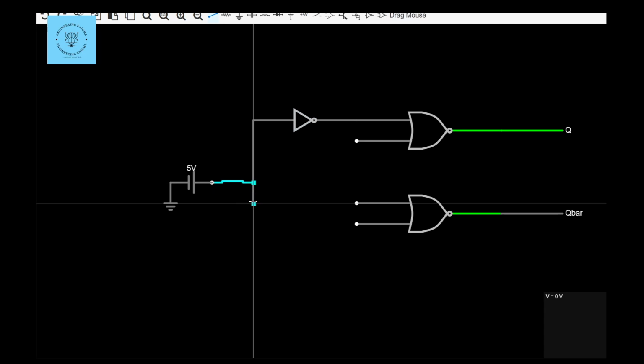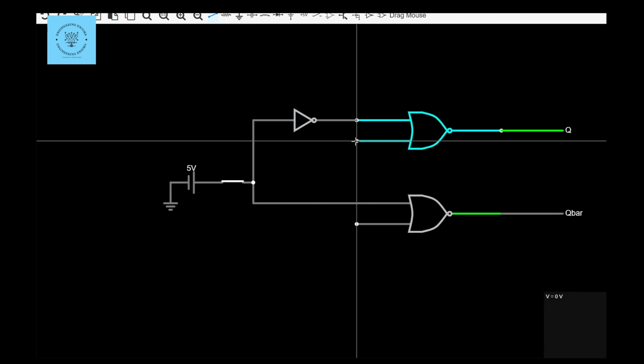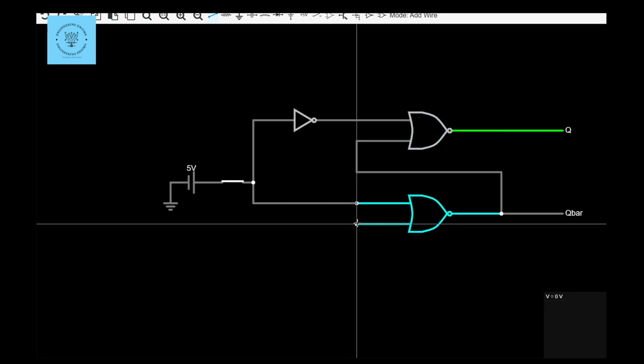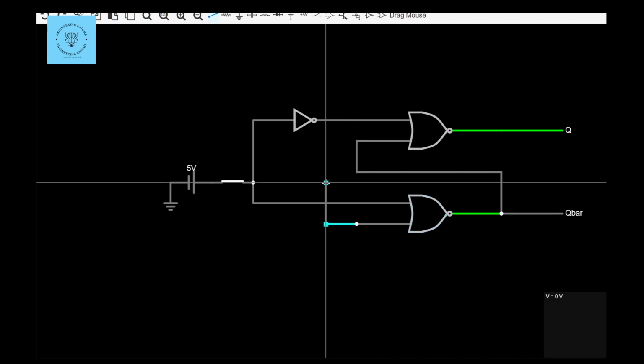Now let's understand how the circuit works. When input D is low, the inverted input becomes high. This makes the output Q low. The circuit stores this value and holds the state. When input D is high, the inverted input becomes low. This makes the output Q high. Again, the circuit stores the value.